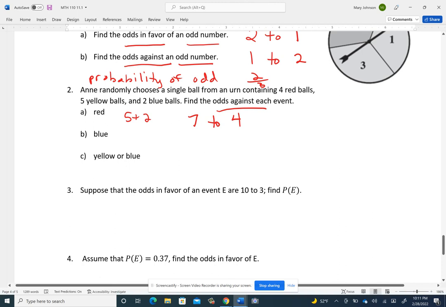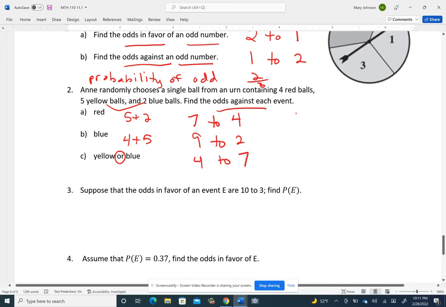Okay. With blue, odds against a blue would be that you get either the red or the yellow. So that would be 9 to 2. Okay. Now, the odds against getting yellow or blue would mean that you got the red ones. So that should be 4 to the total of these 2. So that would be 4 to 7. Okay.